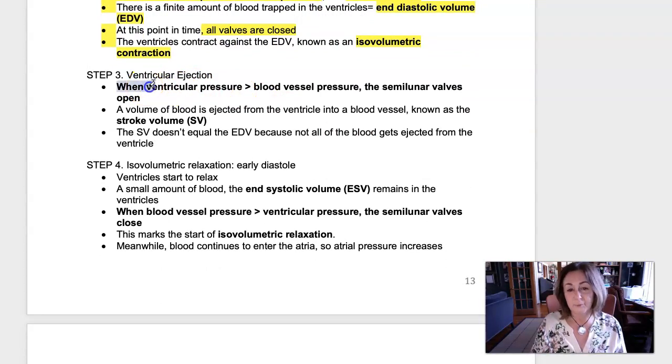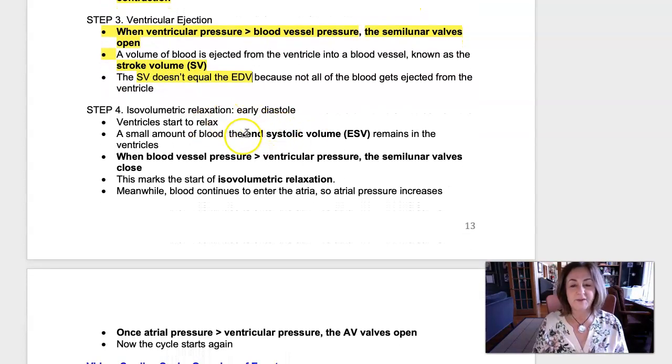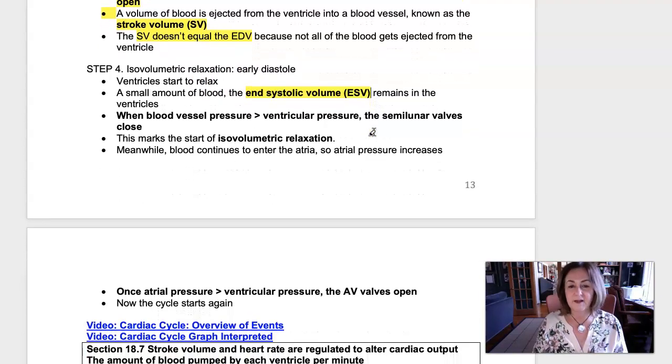So that's going to build up pressure in the ventricles. And when that ventricular pressure exceeds the blood vessel pressure, that will force the semilunar valves open. Stroke volume of blood will leave. Stroke volume does not equal the end diastolic volume because not all the blood gets ejected. So once the ventricles start to relax, we'll see that there is a small volume left, the end systolic volume.